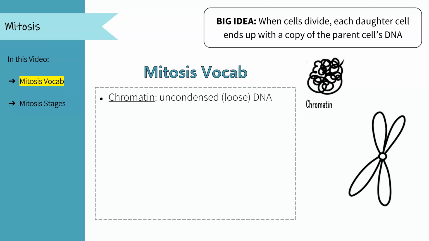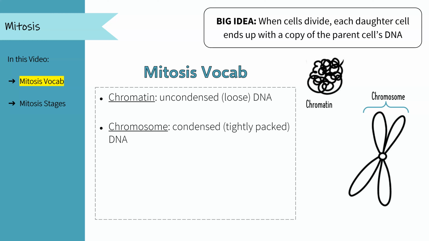When we talk about DNA, we talk about two different forms. First, we have chromatin, which is uncondensed or loose DNA. It's important that the cell can open up the DNA to be able to read the code and use it. So most of the time, during interphase, the cell has DNA as chromatin. When it's time for the cell to divide, the DNA condenses or packs into structures called chromosomes.